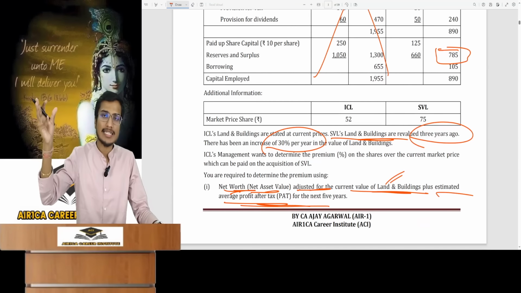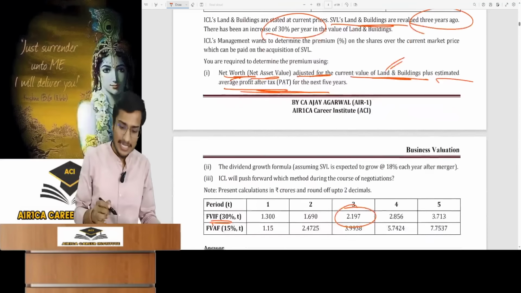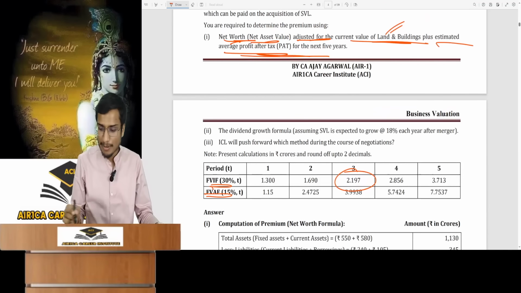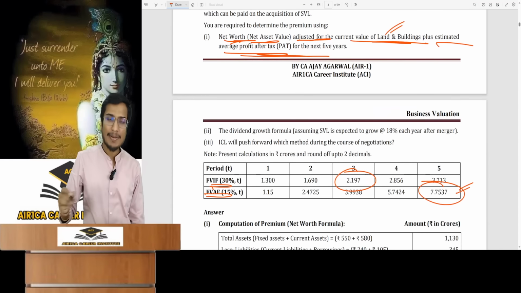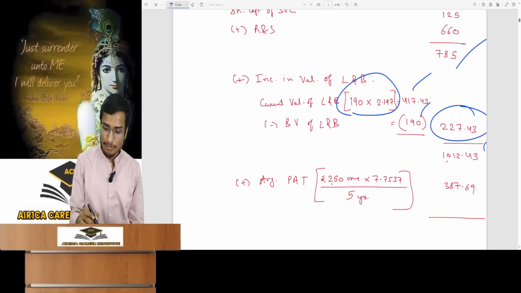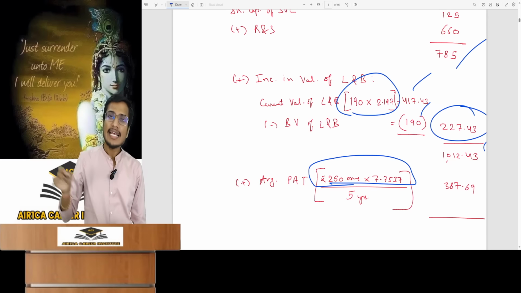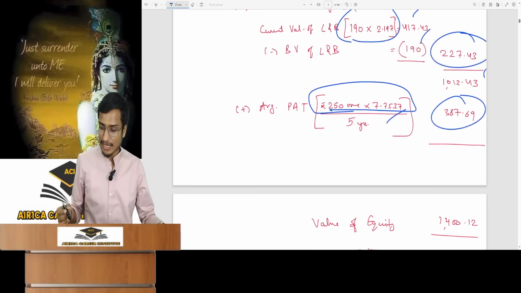You will keep increasing and totaling it, so FVAF is required. FVAF for 15%, 5 years is given. Applying this to 250 crore profit yields the 5 years' total profit. Average the next 5 years, divide by 5, then add. So this is what you get.